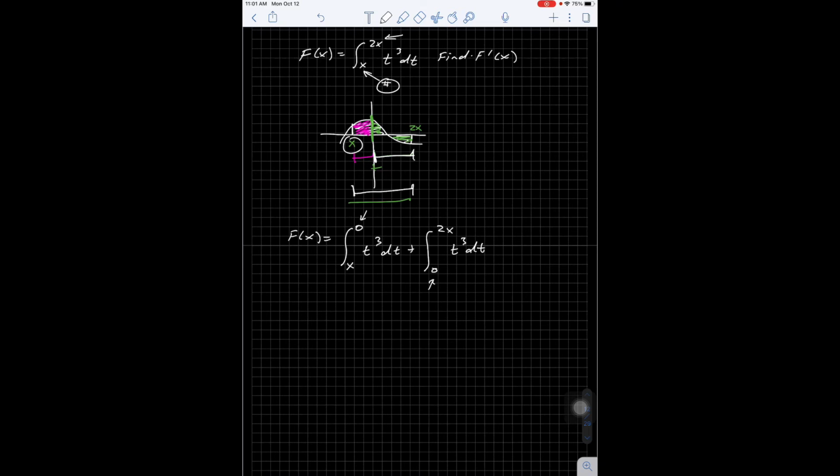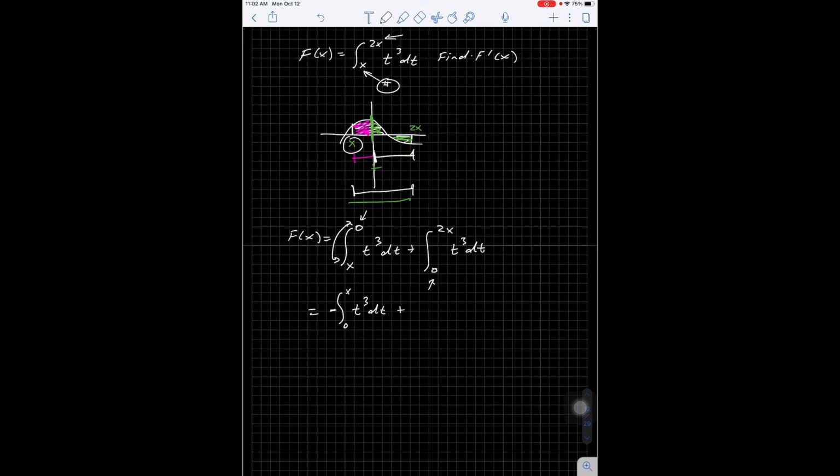The problem here is that it's on the top, and I want it on the bottom. So one of your other properties says, hey, you can switch these orders. You can take the 0 and switch the order with the x. You just have to change the sign in front. Okay, it changes the direction you're measuring, and so it changes the sign. So this is going to be negative 0 to x.